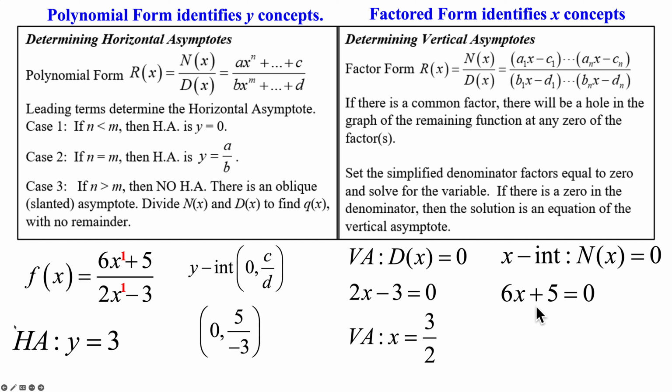So 6x plus 5, we'll subtract over the 5 to the 0, divide by 6. x equals negative 5/6, and that's my x-intercept.